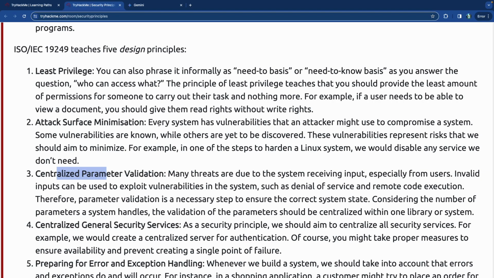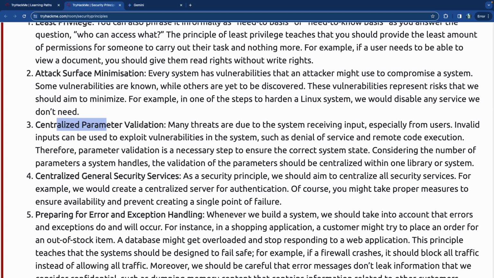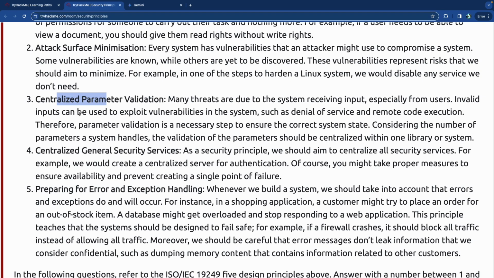Attack surface minimization. Every system has vulnerabilities that an attacker might use to compromise a system. Some vulnerabilities are known while others are yet to be discovered. These vulnerabilities represent risks that we should aim to minimize. For example, in one of the steps to harden a Linux system, we could disable any service that we don't need. So if the service is not available, the attack surface, the surface that somebody could attack, is minimized, right?